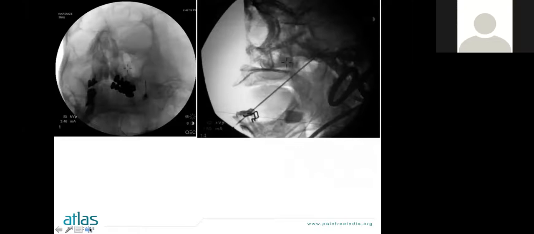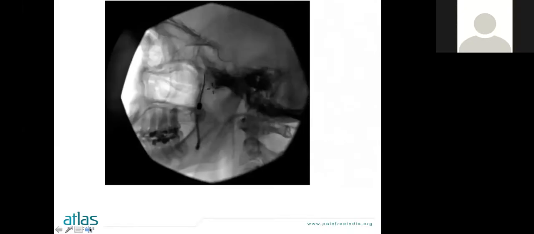We do quite a lot. Last year we did nearly 150 of these procedures, so we still continue to do it with good success rates. So that's the trigeminal.